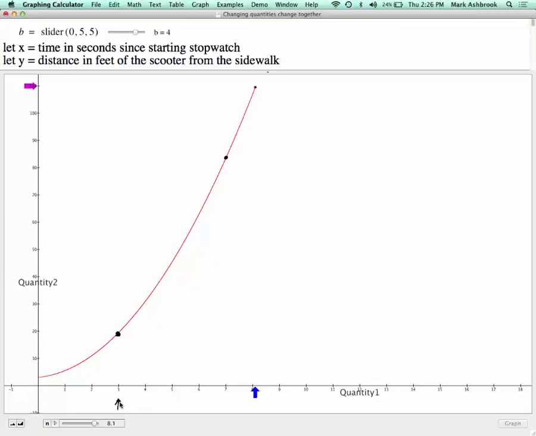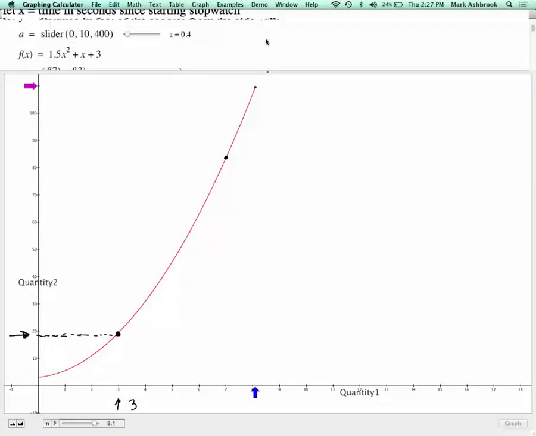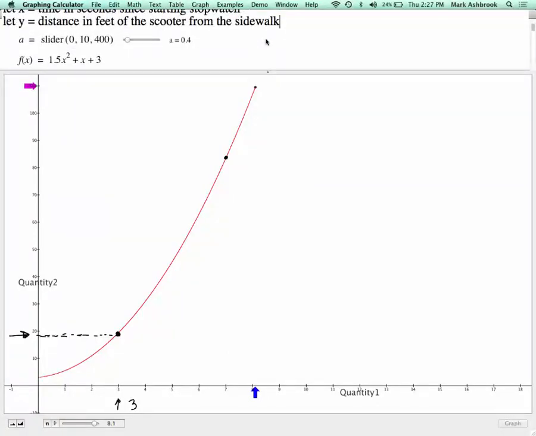And so what about the distance from the sidewalk at 3 seconds? Where do we look to see the distance from the sidewalk at 3 seconds? Y-axis, right? So the common mistake students make is, oh, it's the point, right? That point tells me what the distance from the sidewalk is. Well, kind of, but the actual value we have to get from the y-axis, or that's where we could maybe estimate it. Okay, or I can give you the formula for this, which is 1.5x squared plus x plus 3.